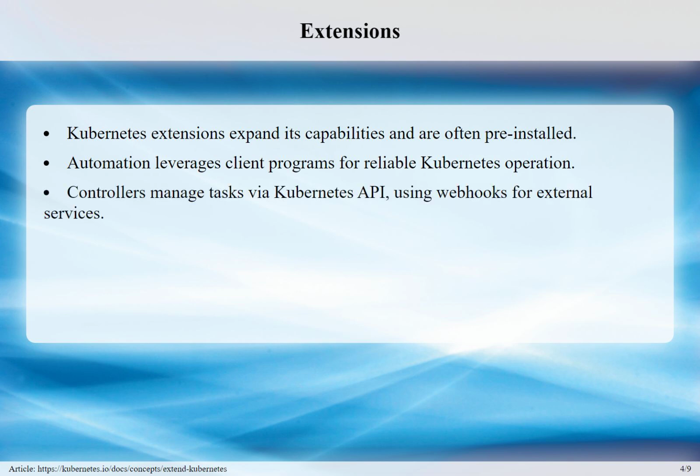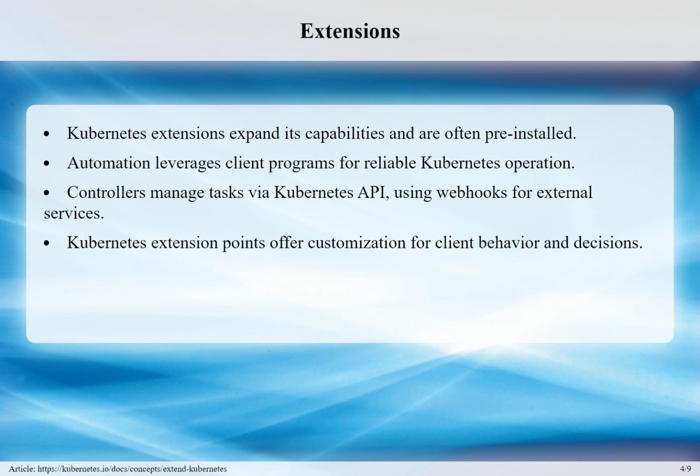The controller pattern is a common strategy for writing client programs in Kubernetes. Controllers connect with the Kubernetes API to read object specifications, perform tasks, and update object status accordingly. When Kubernetes itself acts as a client, it utilizes webhooks to make synchronous HTTP callouts to remote services for notifications or actions.